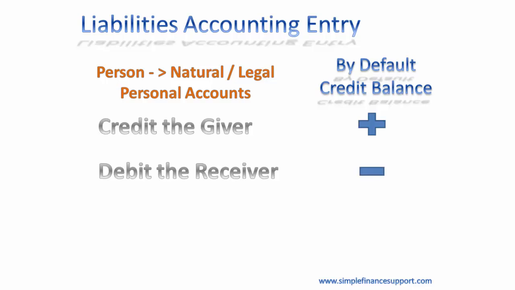So debit the receiver, and credit the giver. Again, by default, a liabilities account is a credit balance, and the ending balance is a credit balance. So obviously it is expected that when you say liability side, it is a kind of credit balance. Again, this rule may not be applicable in every kind of accounting situation, but it is a very simplified manner that you can think of.